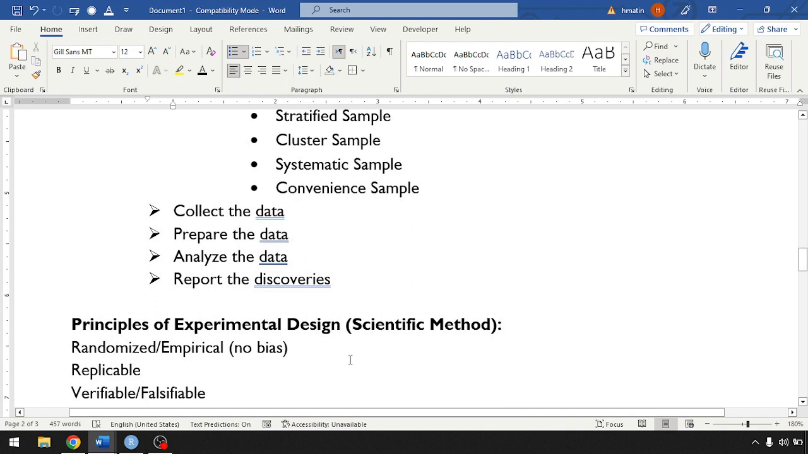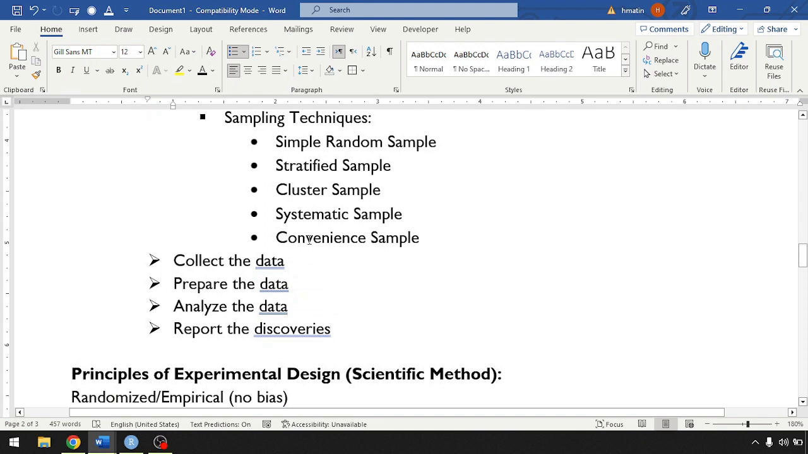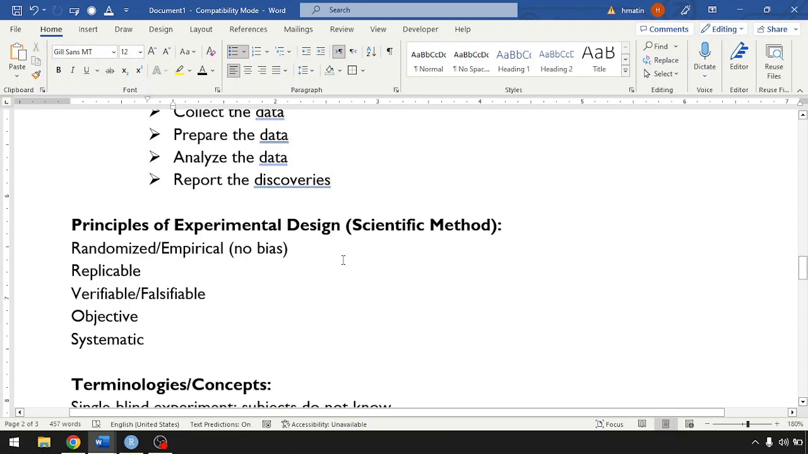Some of the principles of experimental design. By the way, this was it for the statistical study life cycle. Some of the principles of experimental design or scientific method I would like to point out is that any experimental study will need to be randomized and empirical. In other words, they must not have any bias. This is the nature of science.